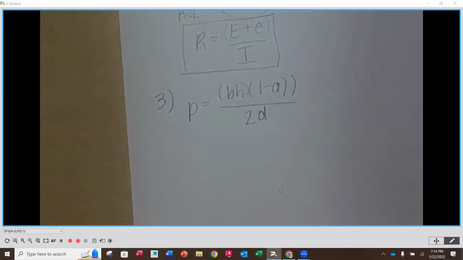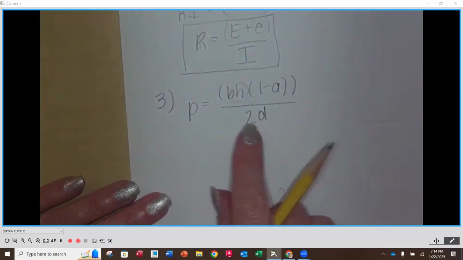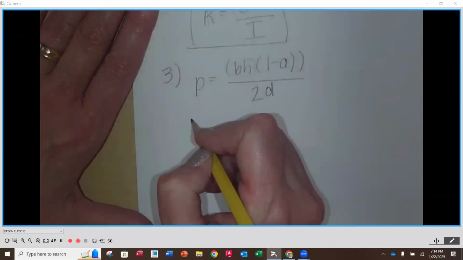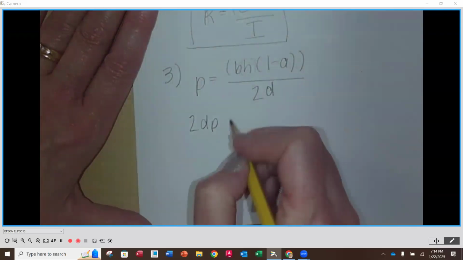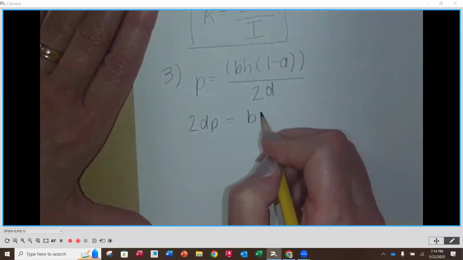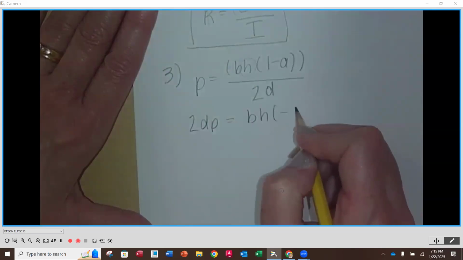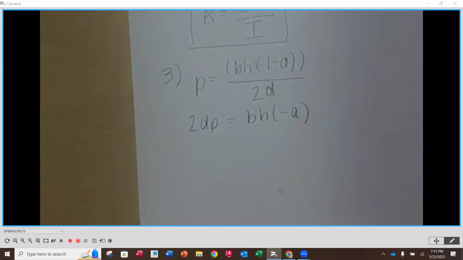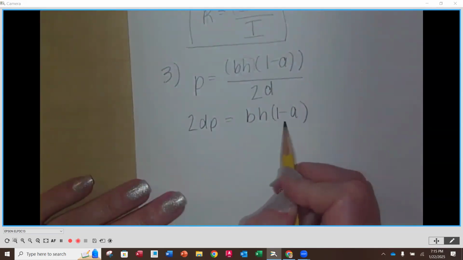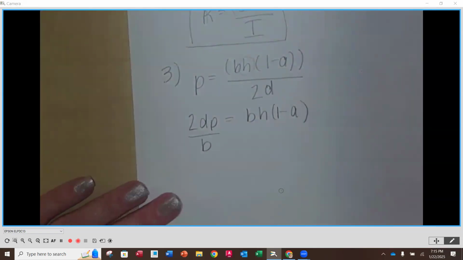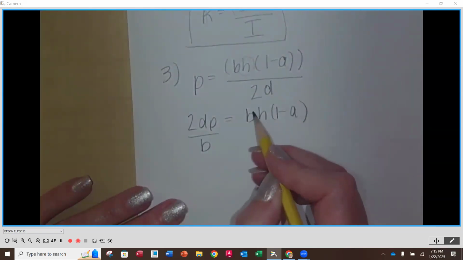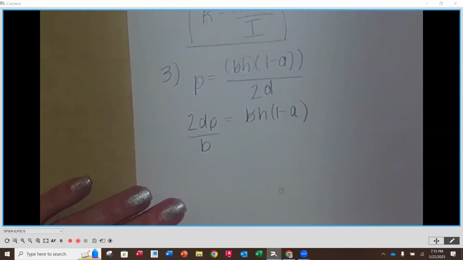So I want to solve for H. The first thing I've got to do is get H by itself, so I want to get rid of what's around it. I'm going to start by getting rid of my 2D and multiplying it up. So that means it's going to be 2DP equal to BH times 1 minus A. I'm going to get rid of that extra set of parentheses. Now I want to get rid of the things around H. Since B is multiplied by H, I'm going to divide by B on the left-hand side and cancel that out. And then I'm going to also divide by 1 minus A.